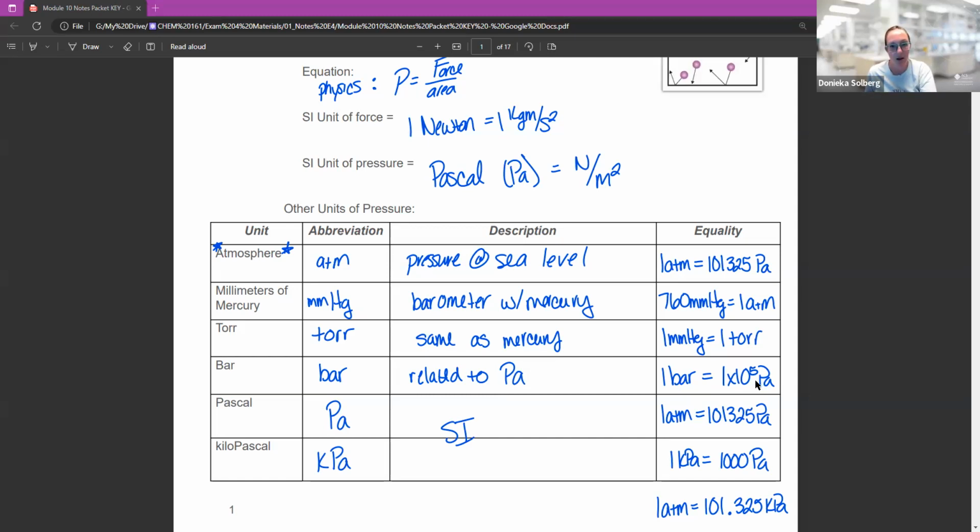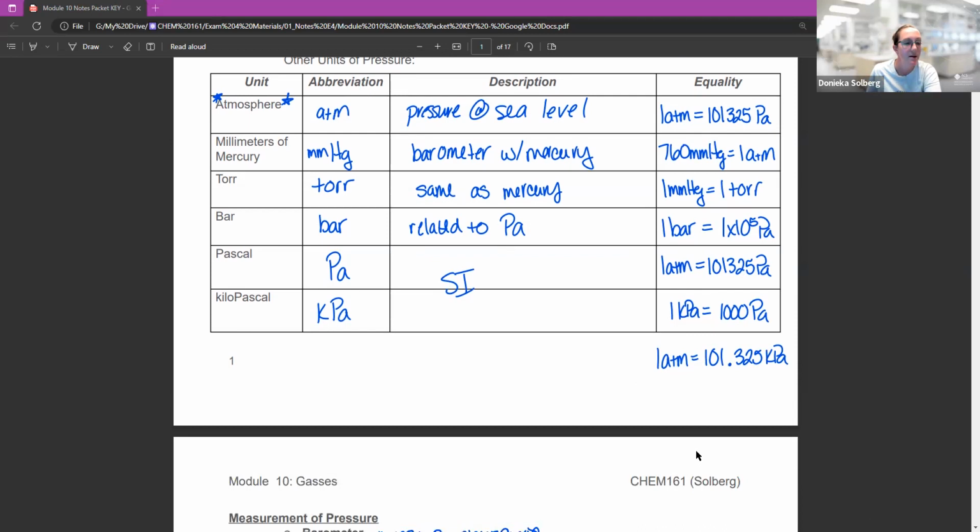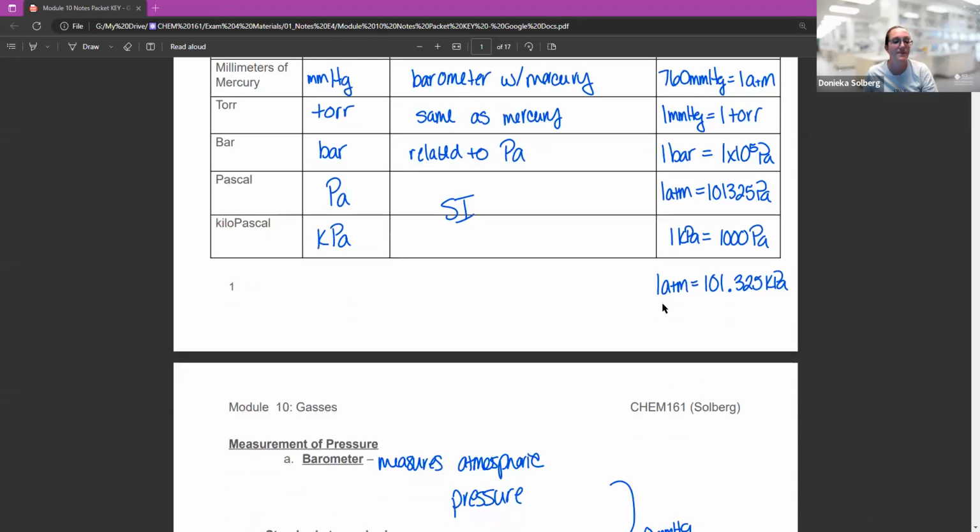10,000 pascals. It's just a more appropriate unit for us to use because, right, this is a huge number. So sometimes we use bar. There's also pascals then and kilopascals. So one atmosphere we said was 101,325 pascals. And then 1 kilopascal is, of course, 1,000 pascals. So if you want the atmosphere to kilopascal conversion, it would be 101.325. This is a conversion we would be more likely to use. Okay, so those are all of the units we're going to be using.